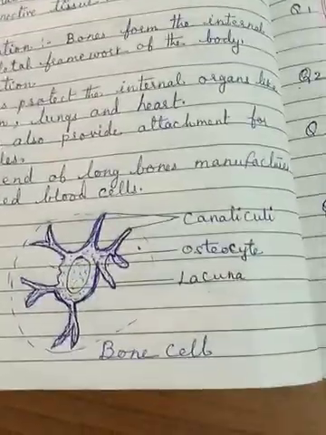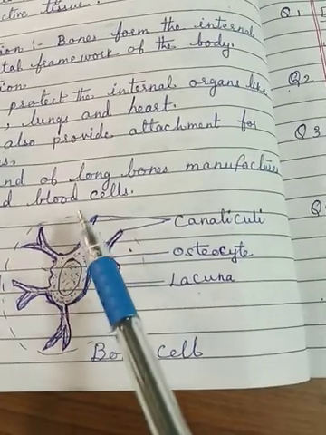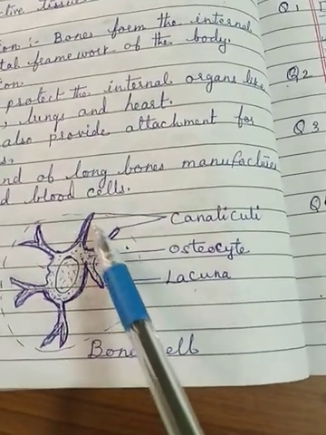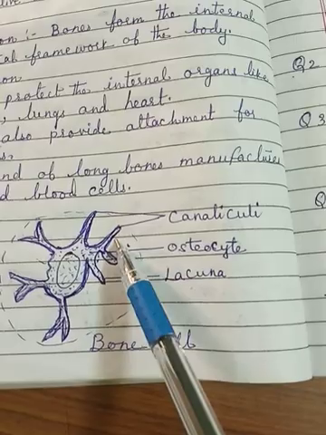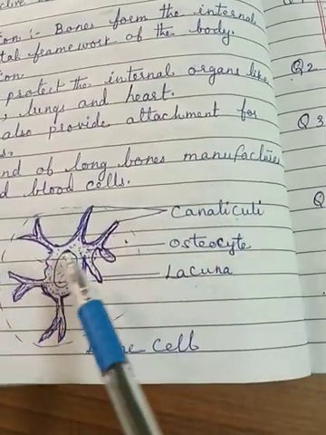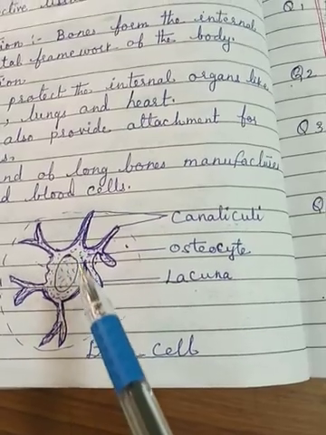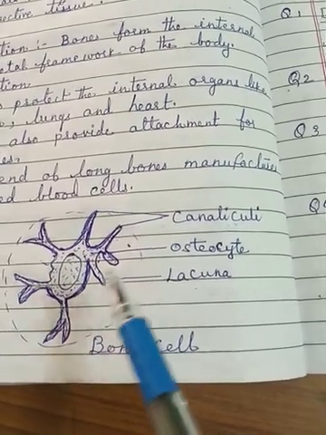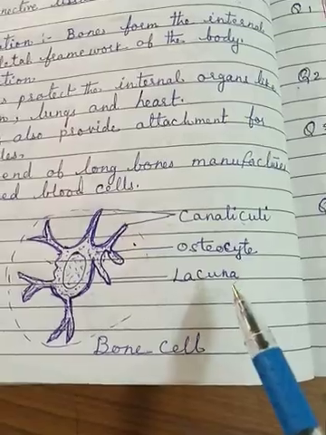You can see this is a diagram of a bone cell, and these are the canaliculi. They are the protoplasmic processes, and they are known as the canaliculi. These are the bone-forming cells, that is osteocytes, and the fluid-filled spaces are known as the lacunae.